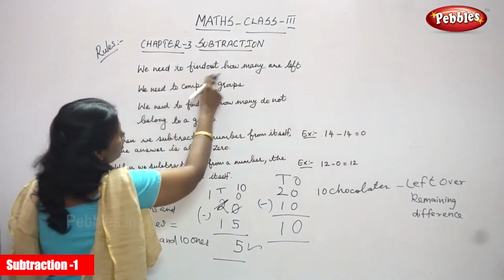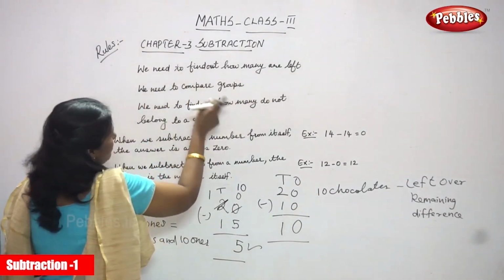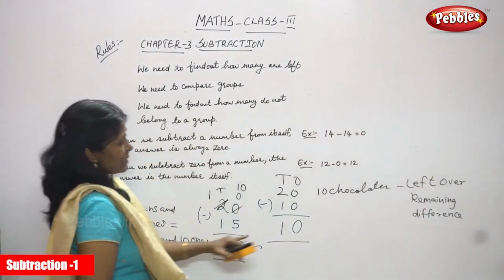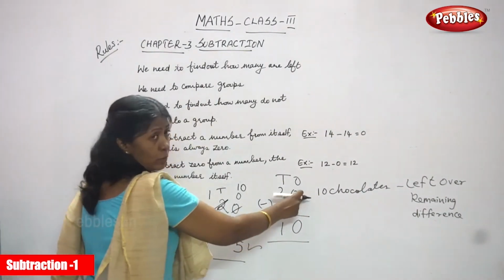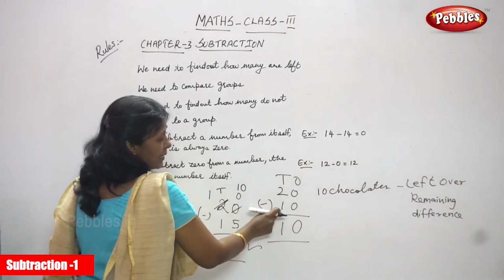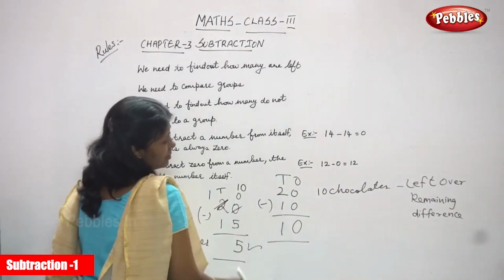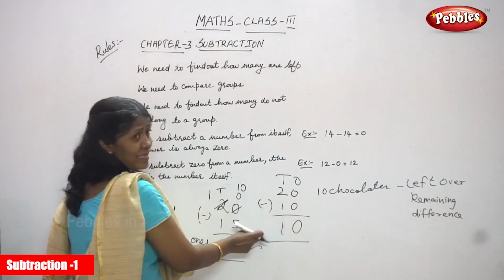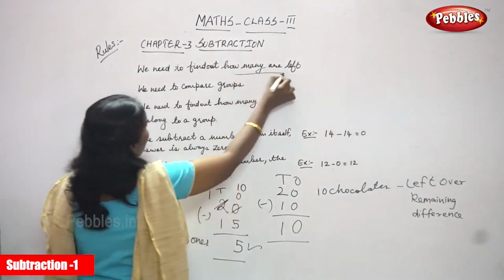So we need to find out how many are left. We need to compare groups. I told you already, this is a leftover, that is 20 chocolates. Total number of chocolates is 20. I gave some to one of my best friends, Sasi, that is 10 chocolates. The remaining chocolate, that is the leftover chocolate, is 10. How many are left?